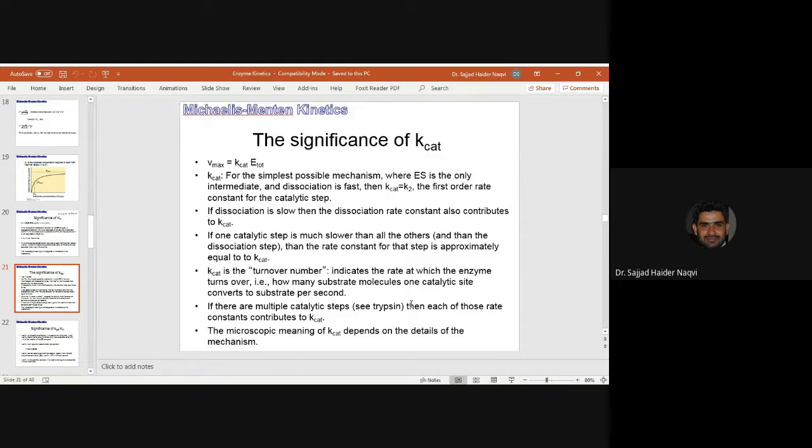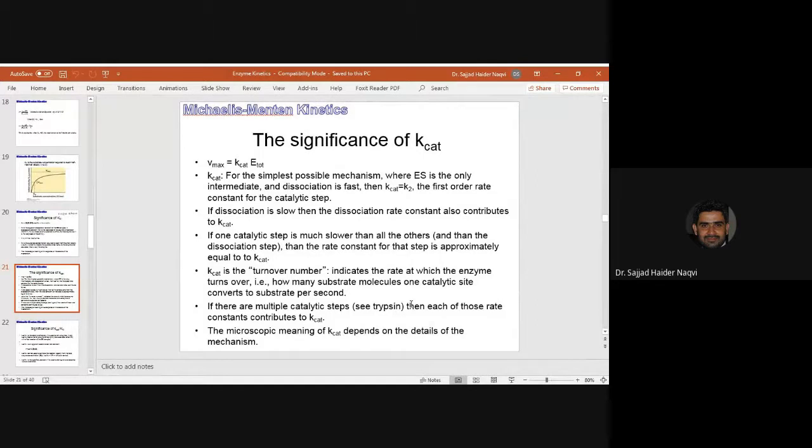If dissociation is slow, then the dissociation rate constant is also contributing towards the Kcat. If one catalytic step is slower than the other, and that becomes the rate-limiting step, then the rate constant for that step is approximately equivalent to Kcat. So it depends on how quickly the enzyme and substrate combine and how quickly they're going to dissociate.